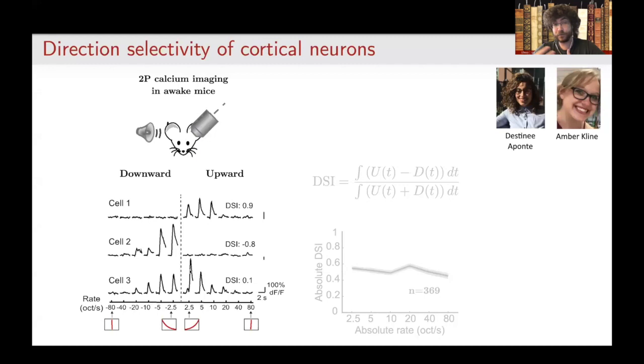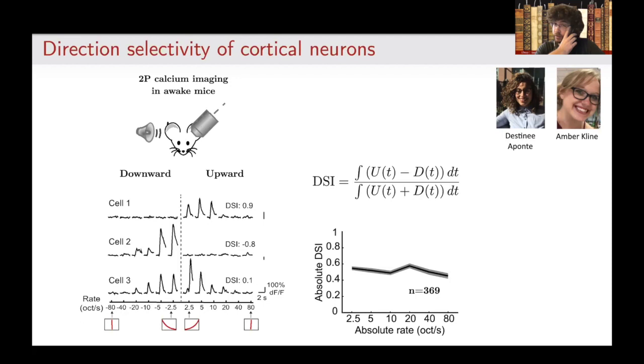We quantify this with a direction selectivity index, which is basically an integral across time of the upward sweep response compared to the downward sweep response. What we see here is that this neuron preference is seen across sweep speeds, right? If you slow it down, that doesn't mean that direction selectivity goes away. And if you have a very fast sweep, again, direction selectivity is intact.